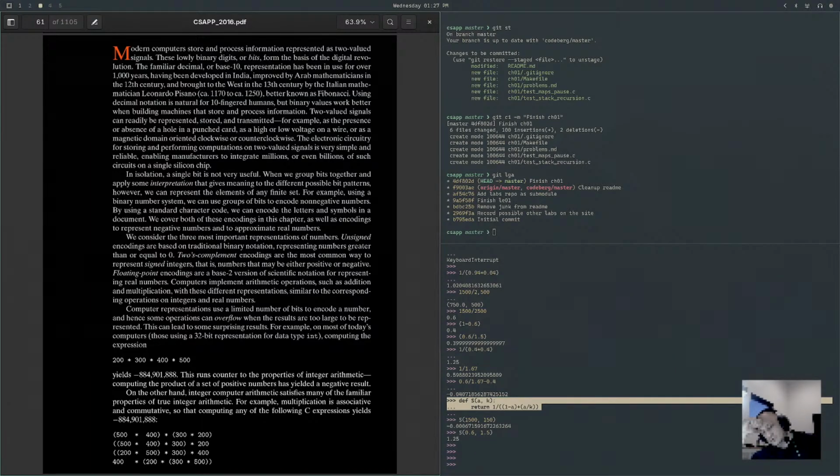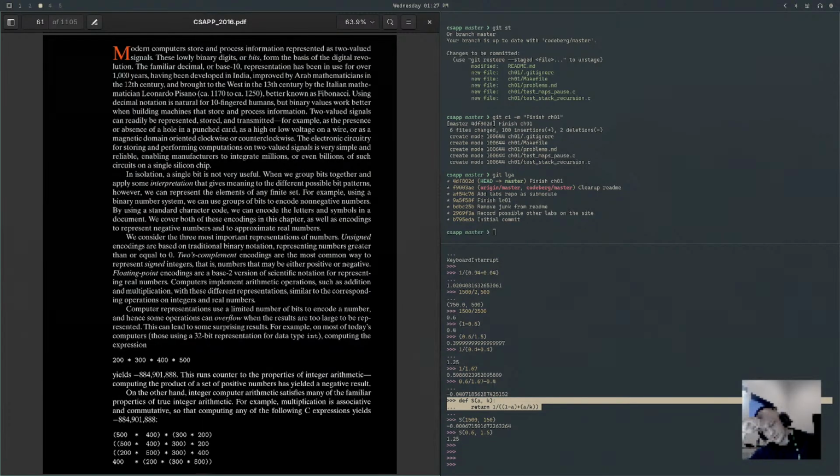Using a binary number system, we can use groups of bits to encode non-negative numbers. By using a standard character code, we can encode the letters and symbols in a document. We cover both these encodings in this chapter, as well as encodings to represent negative numbers and to approximate real numbers. We consider the three most important representations of numbers.